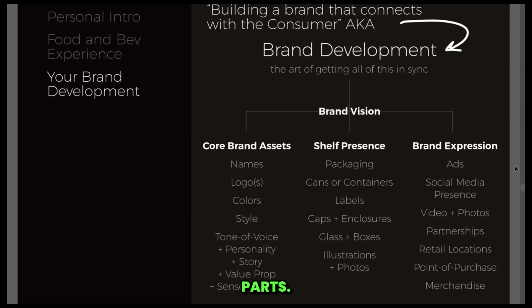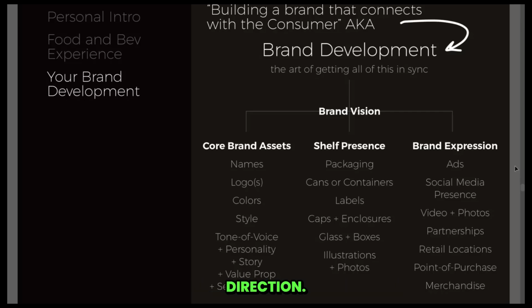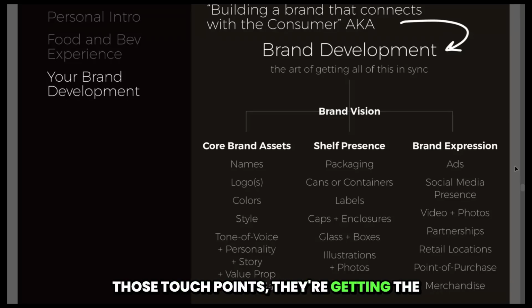So whenever we say brand development in this webinar or otherwise, we're talking about the art of getting all those moving parts, and that's a fair bit of moving parts, getting them all to go in the same direction. Whenever a customer interacts with any of those touch points, they're getting the same story. They're getting the same style. This makes it memorable over time. It makes it easy to find, whether you're hunting for it online or on the shelf, easy to spot in the wild, and it can begin to carry a meaning over time.